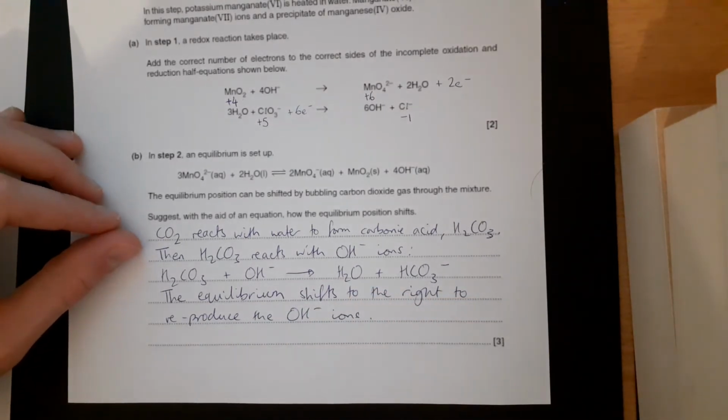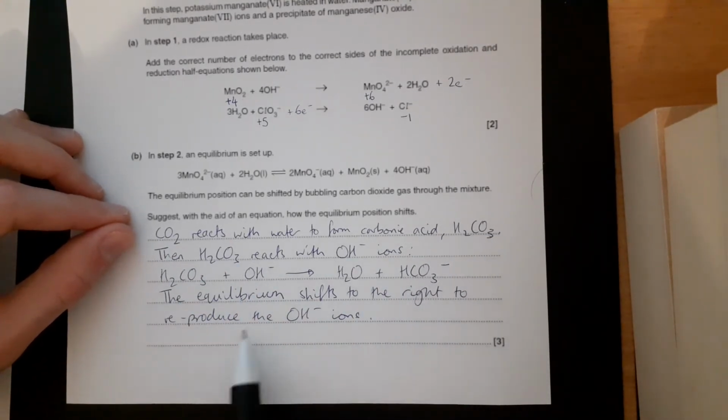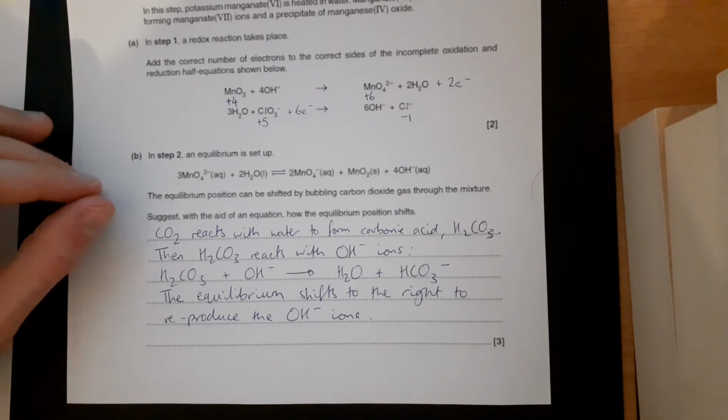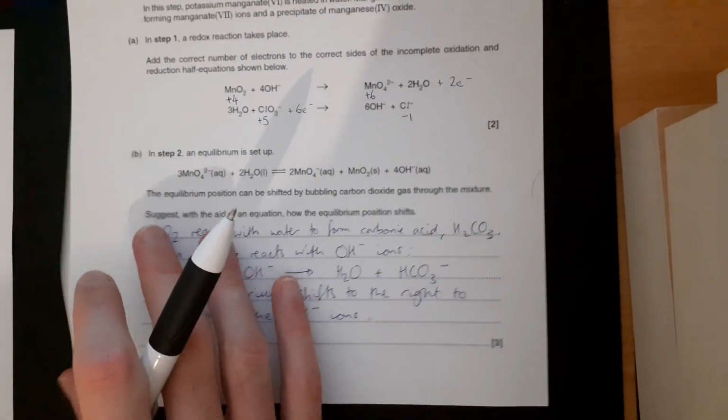Okay. And that's going to get us our 3 marks, with 1 mark for talking about this, 1 mark for our equation, and then 1 mark for saying which way the equilibrium is going to shift. Okay, this question then continues, and we get this part of the question here.